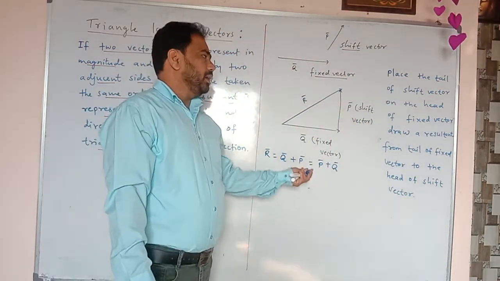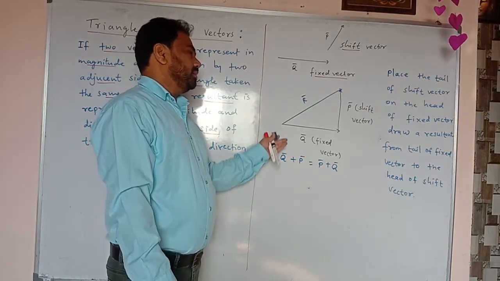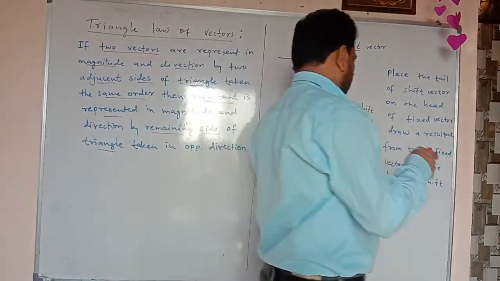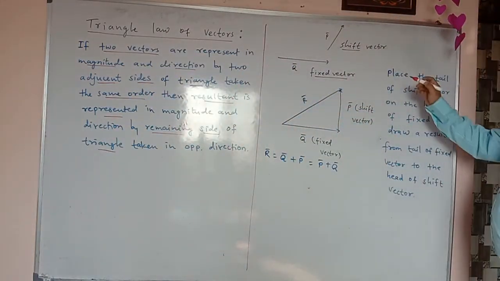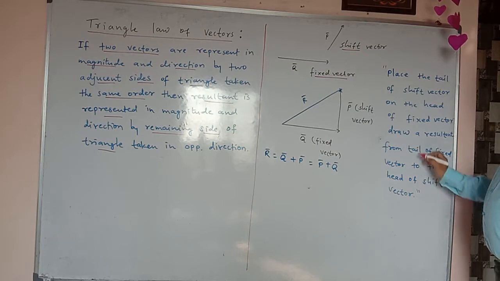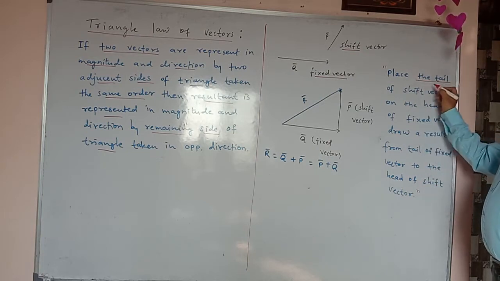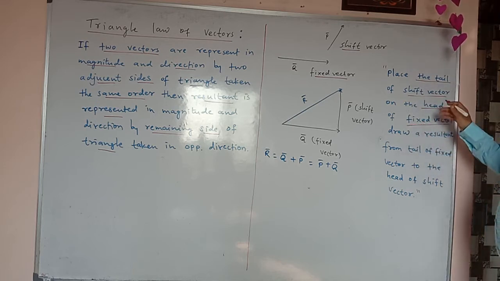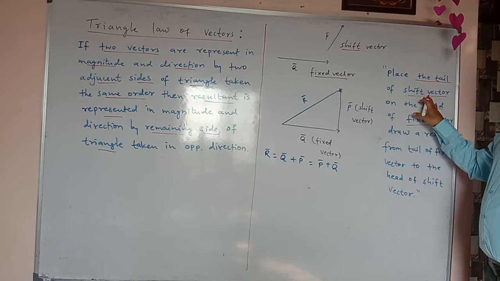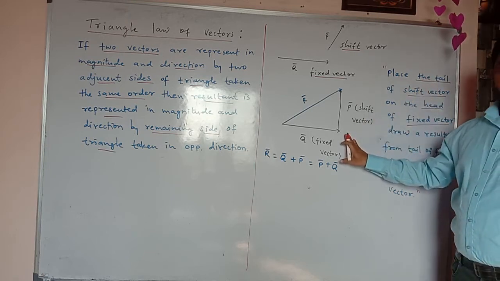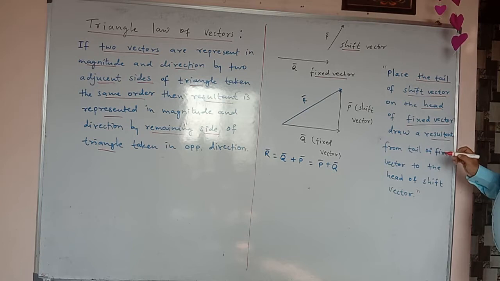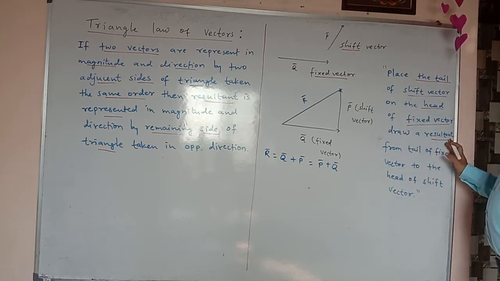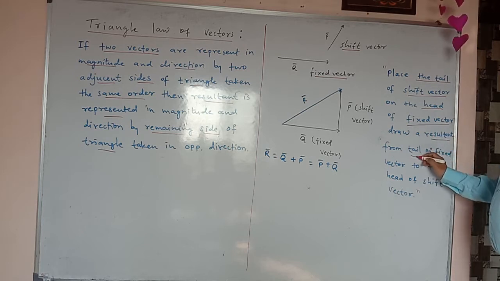So this is a trick, meaning how we have to remember the triangle law, how we can apply it. Just remember these tricks. What we have done is place the tail of the shift vector on the head of the fixed vector. And how can we draw the resultant, that is the third side of the triangle? Draw the resultant from the tail of the fixed vector.